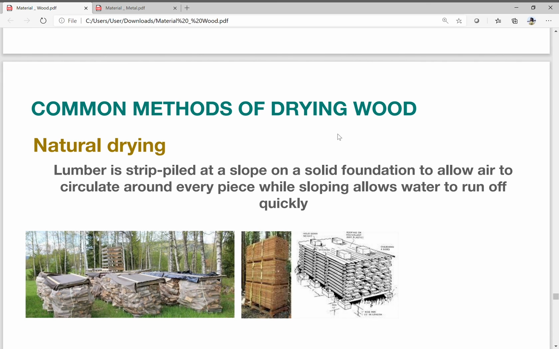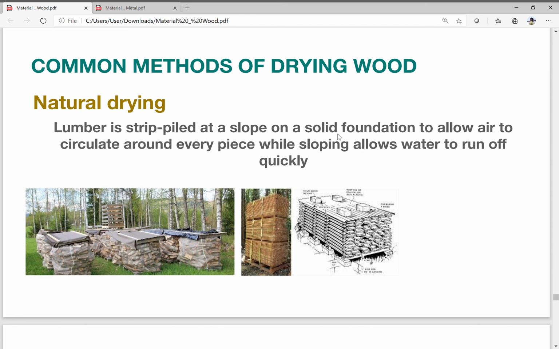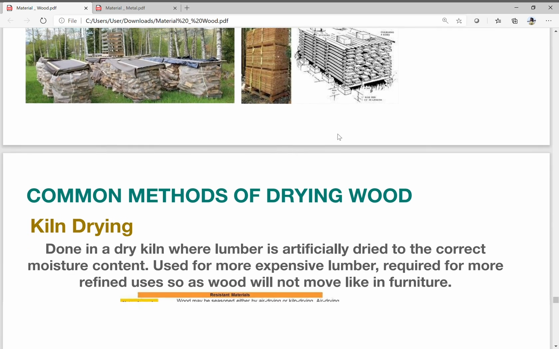For this one, it would actually reduce the moisture content, and it would make the wood not to be more susceptible to natural degradation or defects, or natural exposures or something like that. And then you have your kiln drying.